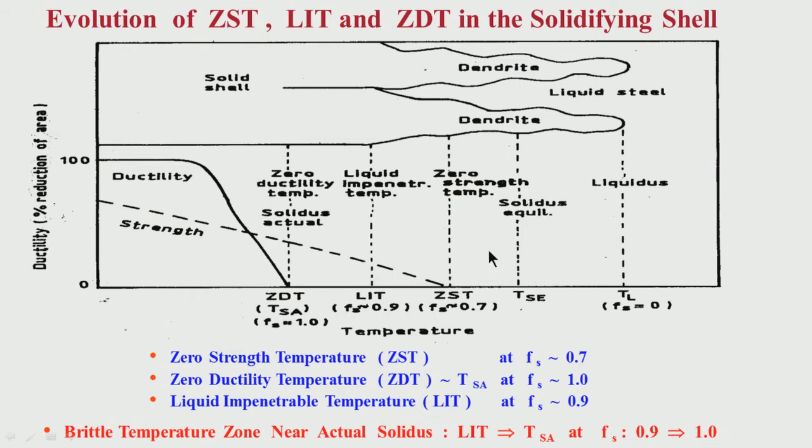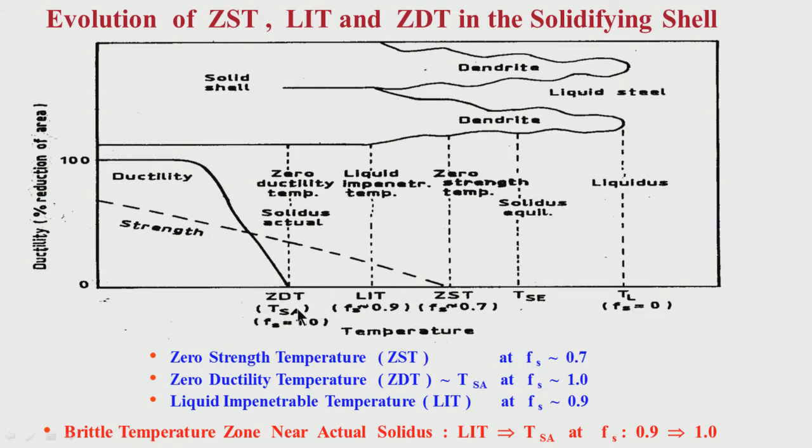So when the solid is 70% or 75%, and the remaining 25% or 30% is liquid, the strand has started developing strength. But what is important is that it has no ductility at that point of time. Ductility is 0 when the actual solidus temperature is reached. That means at the point of complete solidification, when Fs is equal to 1, when solidification has just completed, what is that temperature? It is the actual solidus temperature, we call it TSA.